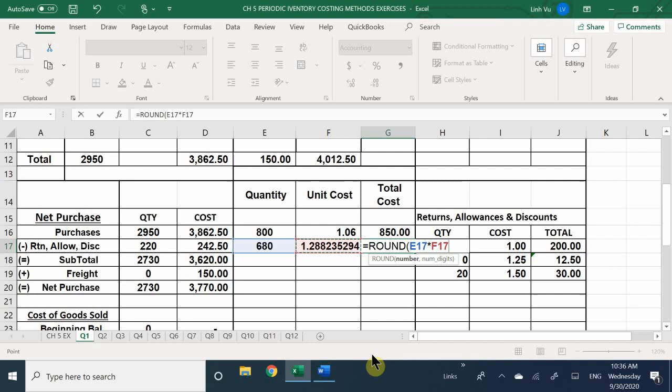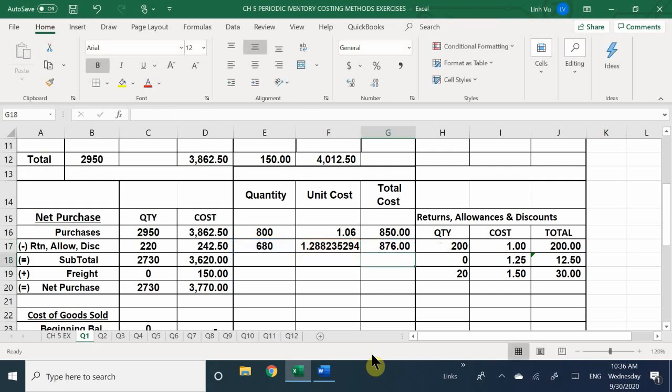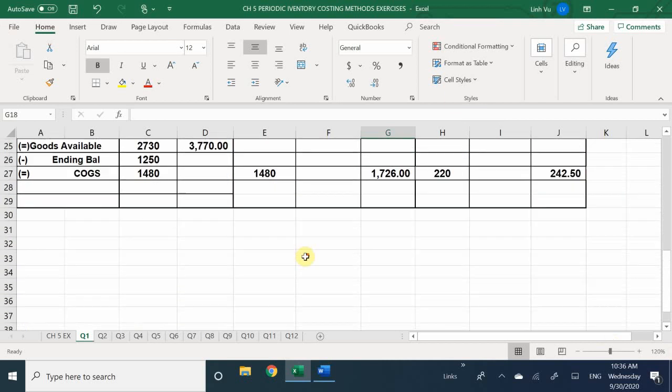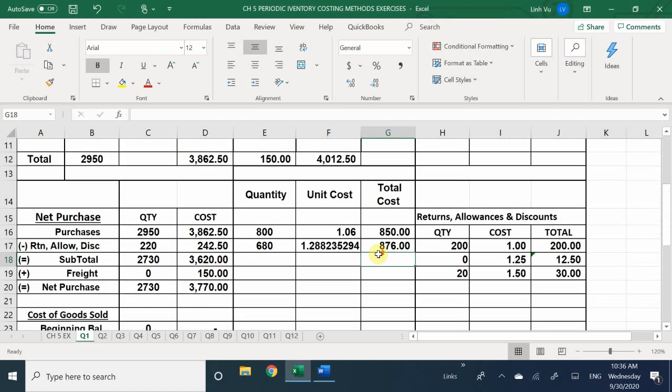I'm going to end the argument with a comma. And now how many decimal places do I want? I want to use 2 because I want the nearest penny. So in this case, once I reach there, I'm going to close my parentheses for my formula, and I'm going to press enter. And here it gets me a number of $876 even.